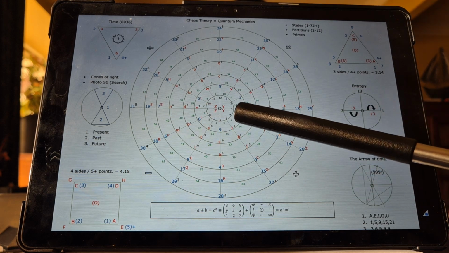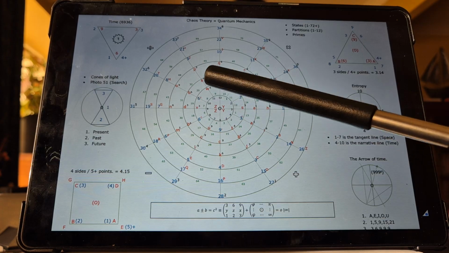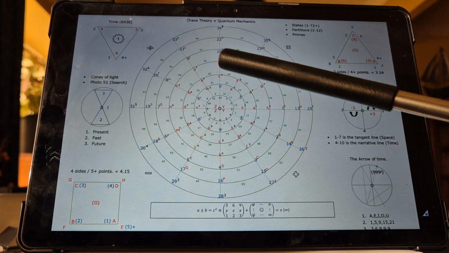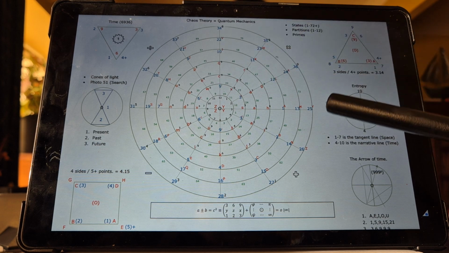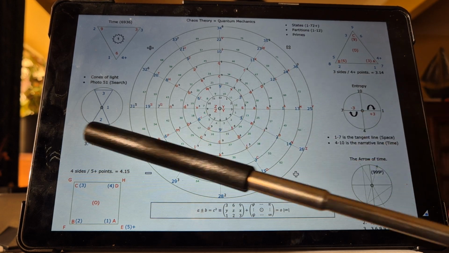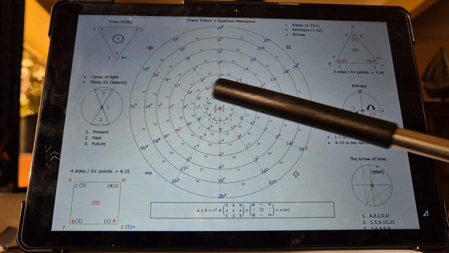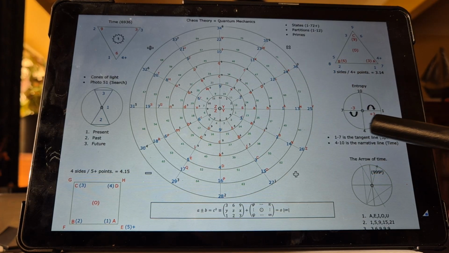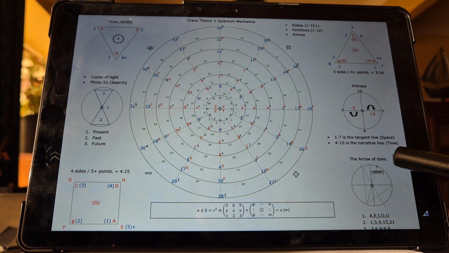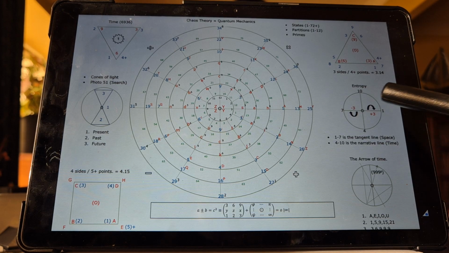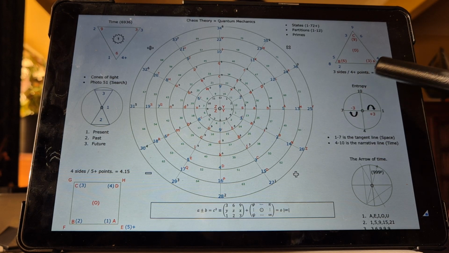If you have a look here, you've got 3, 6, 9, but you've also got 3, 6, 9. Now that creates a Star of David. You can see that straight away. Now this line that runs straight across from 1 to 7, you can see there, 1 to 7 is the tangent line, which is space, and 4 to 10 is the narrative line, which is time. So you can see it here, and the entropy written at the top.